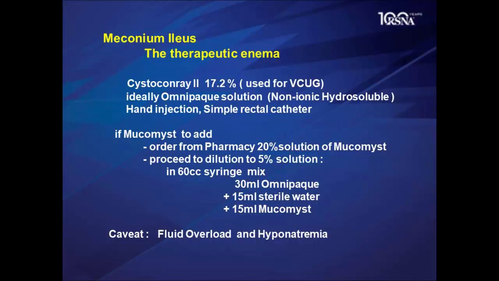If Mucomyst is to be added, that's the solution that we use, because we have to use a 5% solution of Mucomyst. The pharmacy in our institution gives us a 20% solution, so we have to do the correct arithmetic to give the right amount and concentration, because one has to be careful about fluid overload and hyponatremia, which could cause seizures.